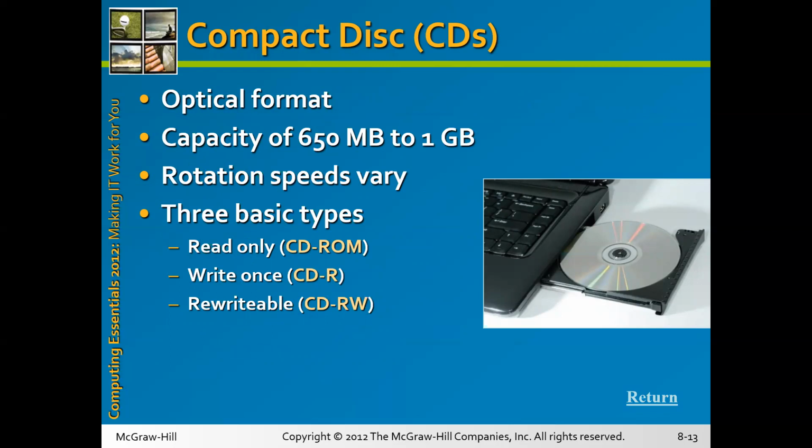Let's have a look at compact discs, or CDs. CDs stand for compact discs. Standard on most computers, they can store up to 650 megabytes to 1 GB of data. Speed determines how fast data can be transferred. There are three basic types of CDs. The first one is compact disc read-only memory, that's CD-ROM. It's a commercial music disc or CD. Read-only means it cannot be written to or erased. It is used for distribution of large databases and references.